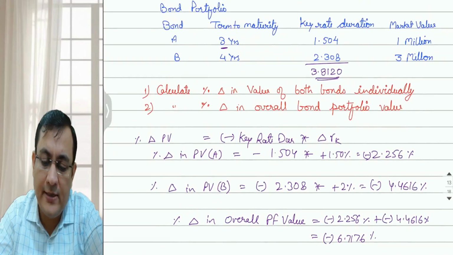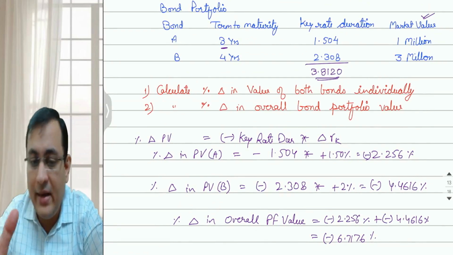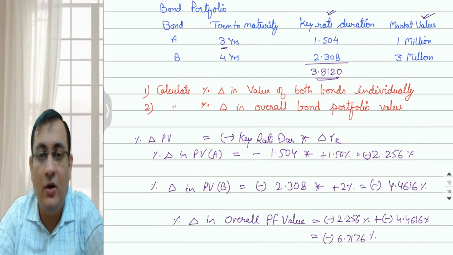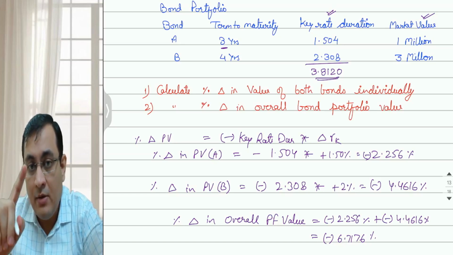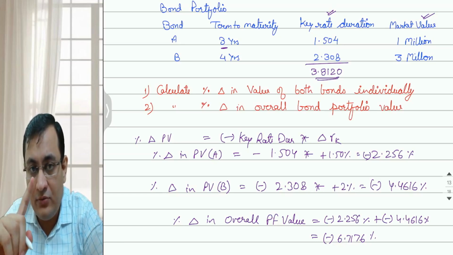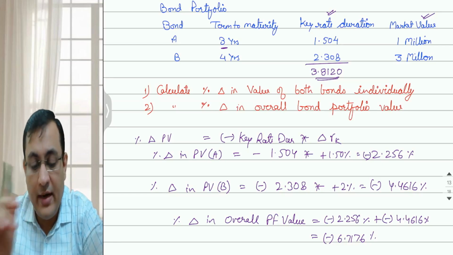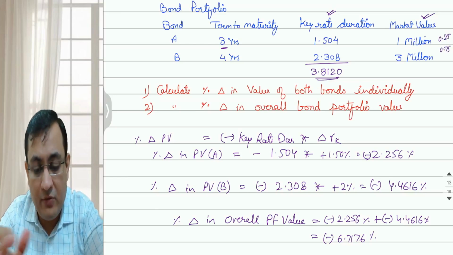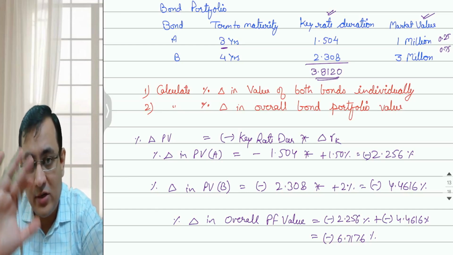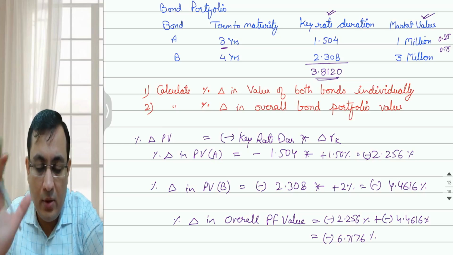Why have we not considered the market values? Market values are already considered in the calculation of key rate duration. How have we calculated key rate duration? It is the weight multiplied by the modified duration. So weight is already multiplied, and weight is based on the market value. So the weights of 0.25 and 0.75 are already reflected in the key rate durations of 1.504 and 2.308. So we need not worry about that.